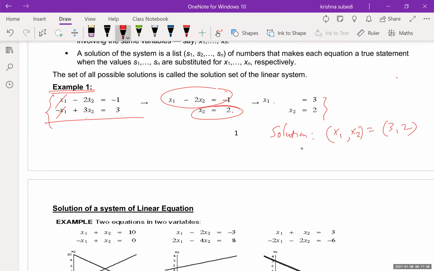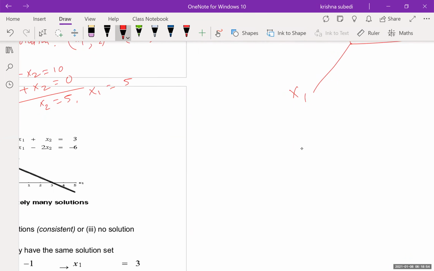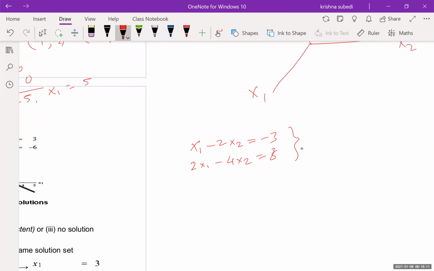Now, I want you to solve these two equations. Let's say x1 minus 2x2 equals -3, and 2x1 minus 4x2 equals 8. Can you please solve these two equations and let me know what you get? If you solve it, what do you get?